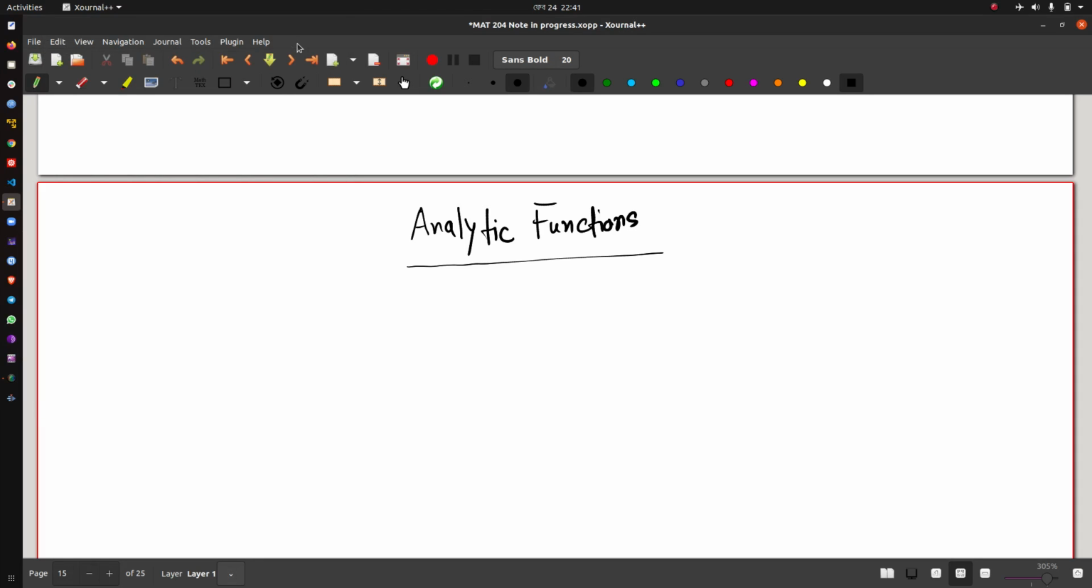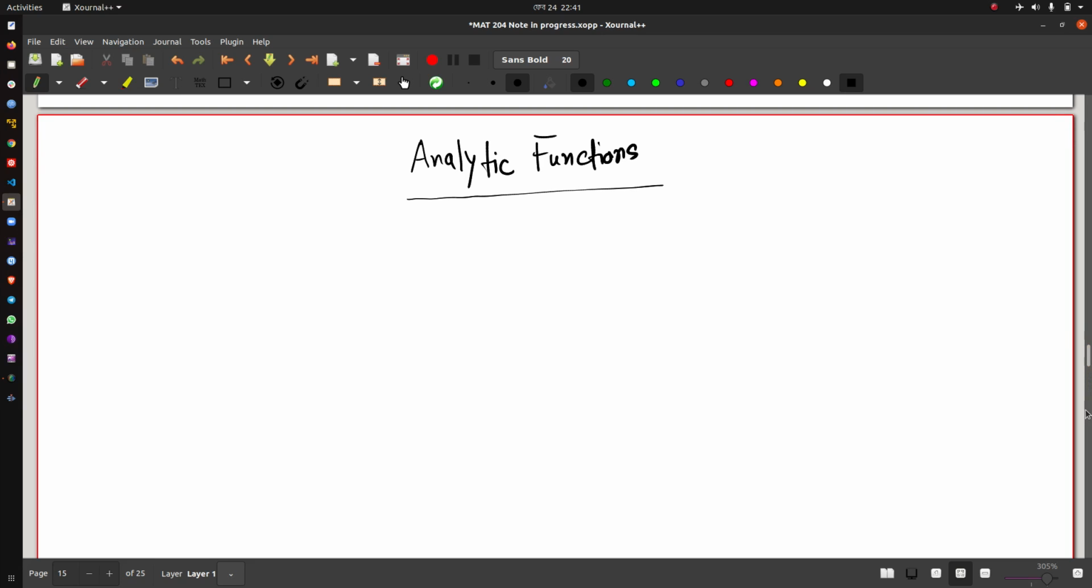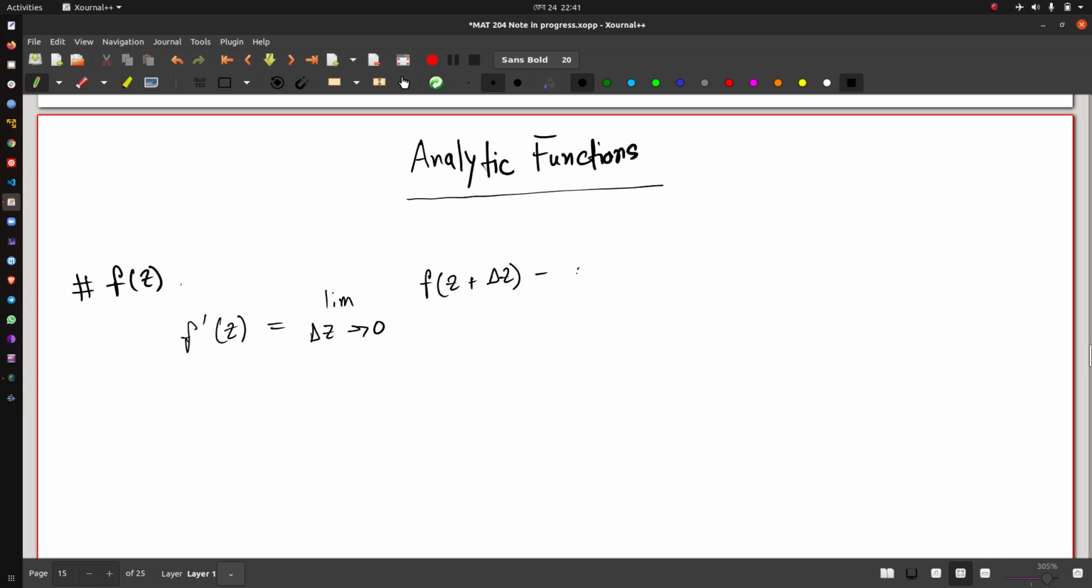Hi everyone. In today's lecture we are going to explore analytic functions. So recall from our last lectures that if you have a complex valued function like f of z, you say that if you can define a derivative of f of z, you would define it like this: f prime of z is the limit as delta z goes to 0 of f of z plus delta z minus f of z, divided by delta z, just like real variables.